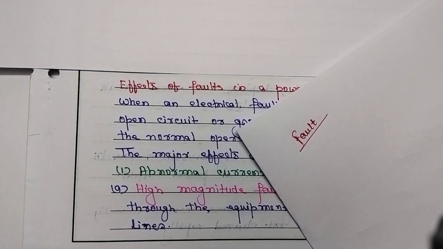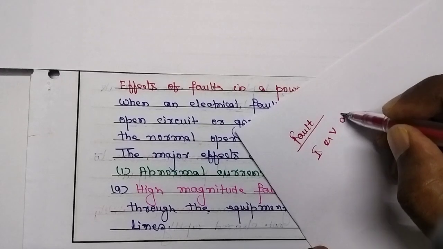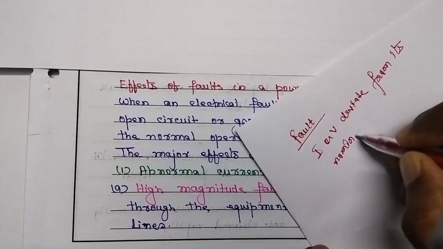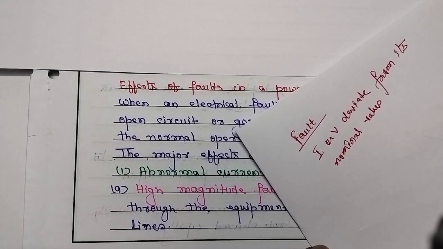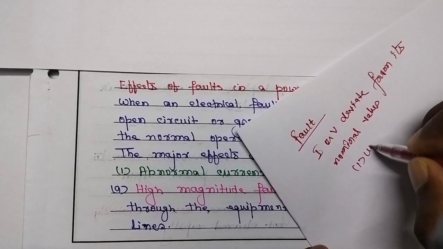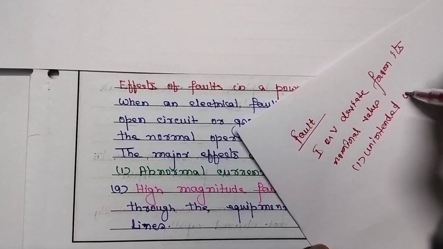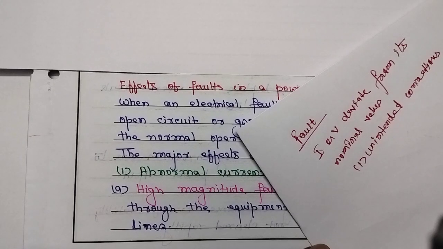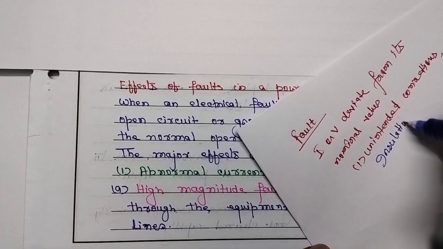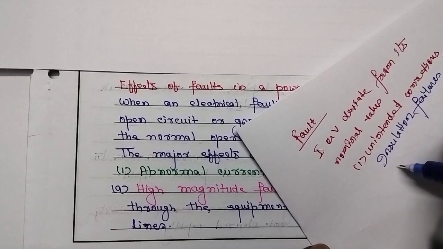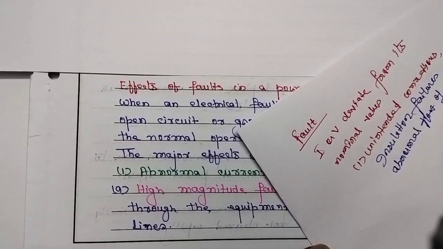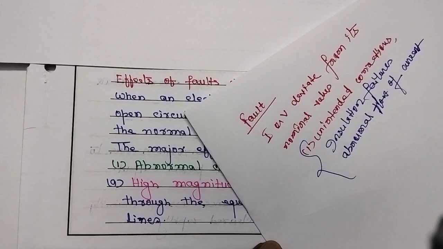What is a fault? In an electrical power system, a fault is an abnormal condition in which current or voltage deviate from its nominal value because of unintended connections, or because of insulation failures or abnormal flow of current. So these all are the three conditions of the fault.